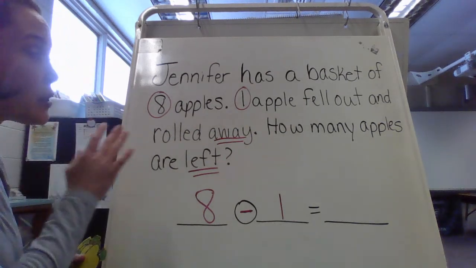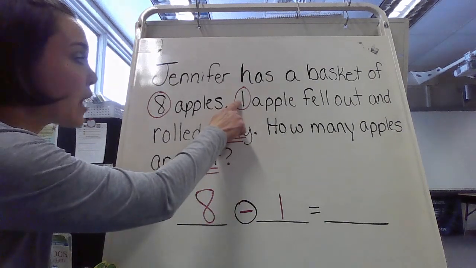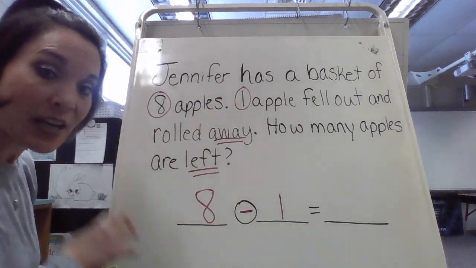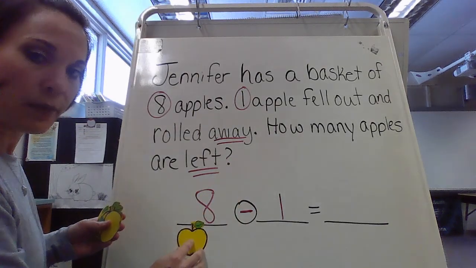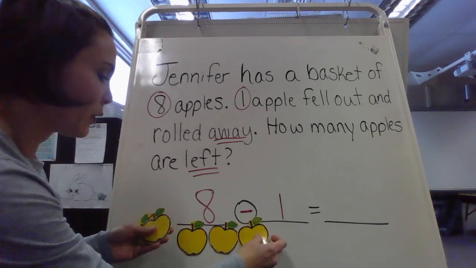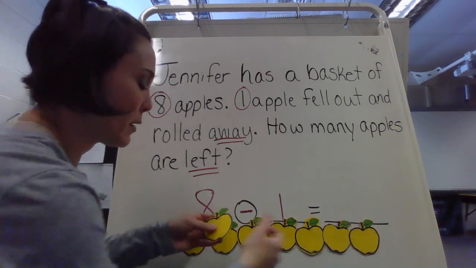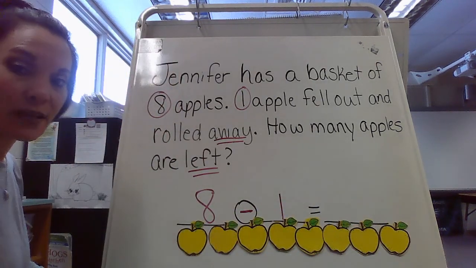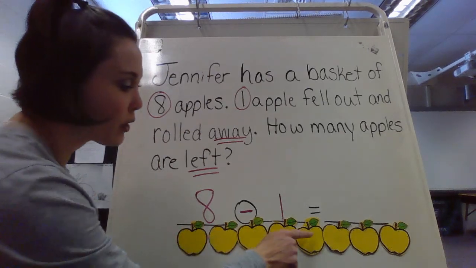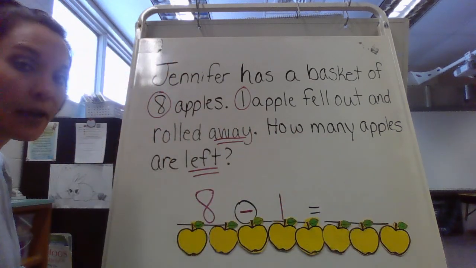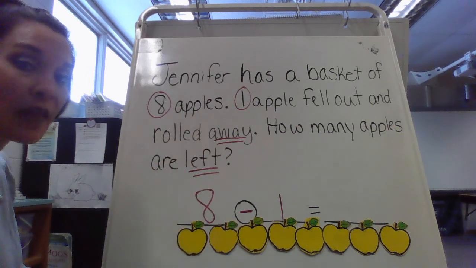So remember, when we did our subtraction last time, we only want to make the big number because this other number is what's going away. So I'm going to take it away from my 8. So here we go. Let me see if you can see it. 1, 2, 3, 4, 5, 6, 7, 8. There it is. So we have our 8 apples. Let me double check my work. 1, 2, 3, 4, 5, 6, 7, 8. Okay, got it. Now I want to take 1 off because remember, that fell out and rolled away.